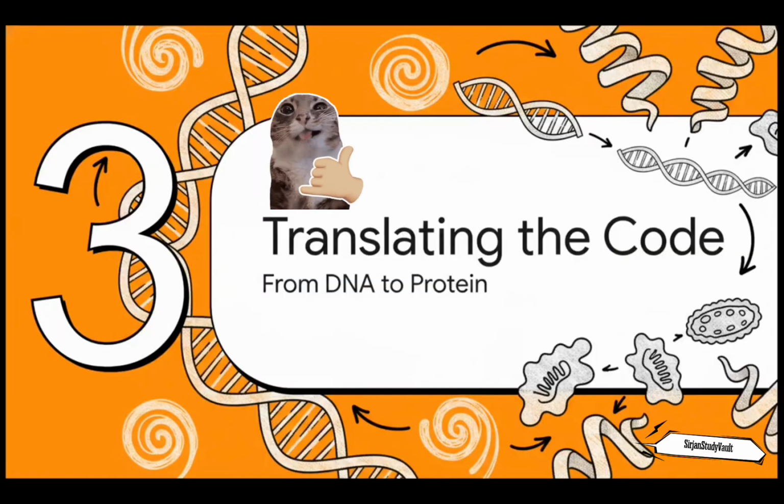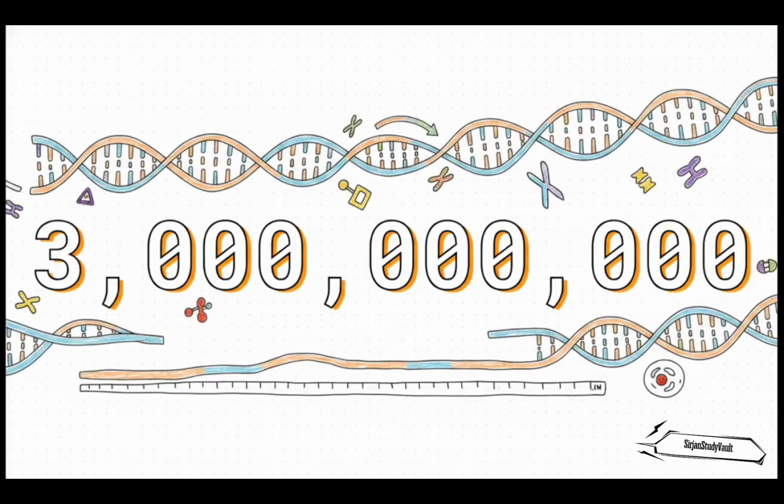3 billion. Let that number sink in for just a second. The human genome contains approximately 3 billion base pairs, packed incredibly tightly into the 46 chromosomes in almost every single one of your cells.